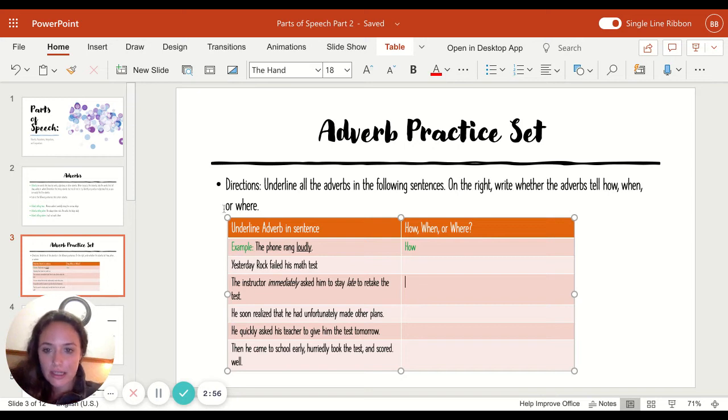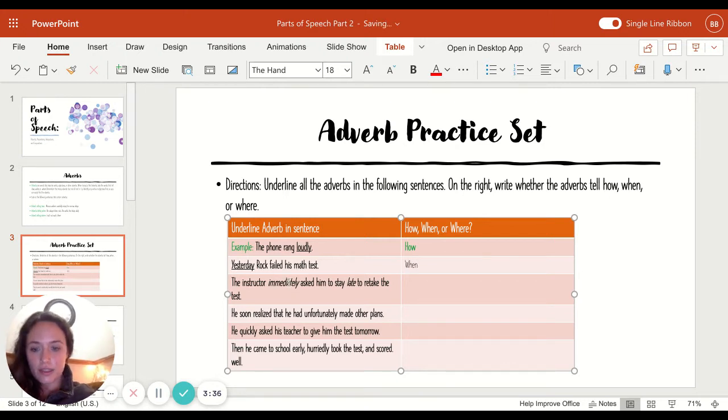So let's do this next one together. Yesterday, Rock failed his math test. So Rock is the name of someone. So that is our subject or noun. What did Rock do? He failed. So failed is our verb. When did he fail? Yesterday. Okay? So yesterday is our adverb. And yesterday tells when.